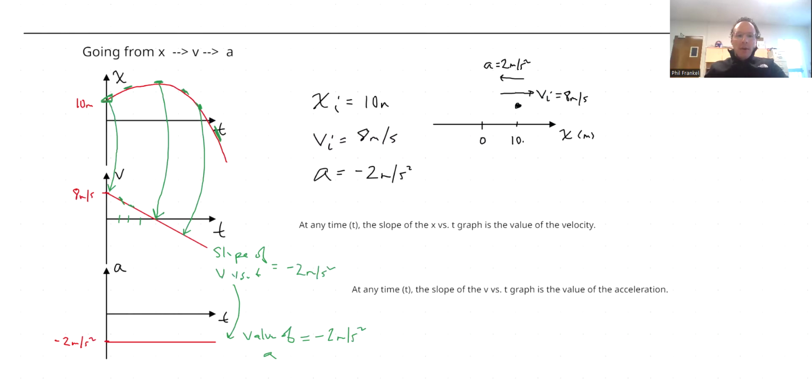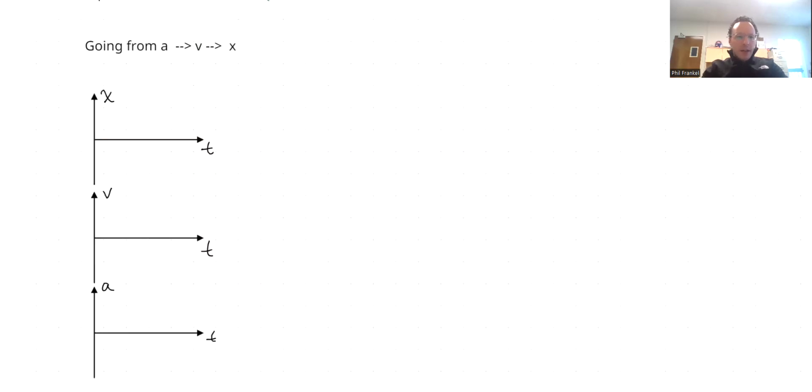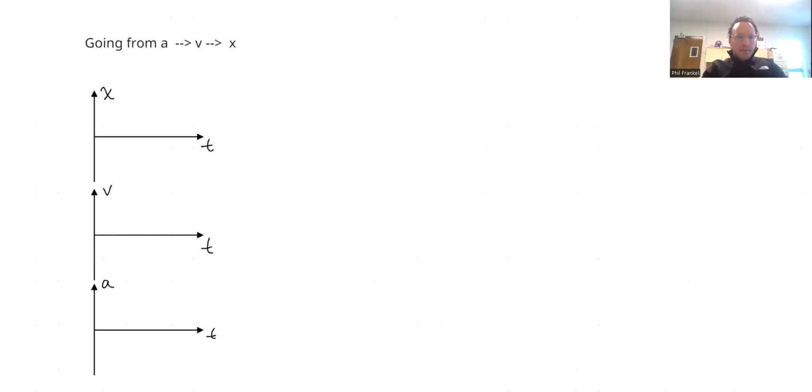Now, suppose we want to go the other way. Suppose we want to go from information about acceleration to information about velocity to information about position. So to make things a little easier, let's start by looking at a very simple graph of velocity versus time. So I'm going to draw one of the simplest velocity versus time graphs I can think of, and it will look like this.